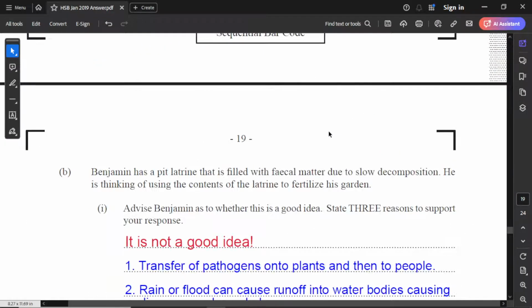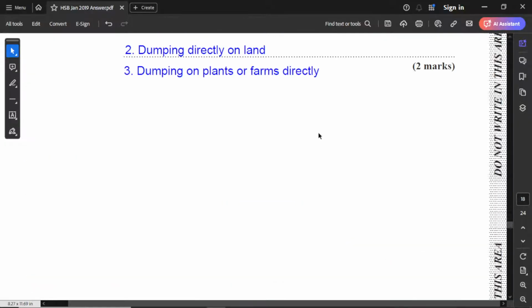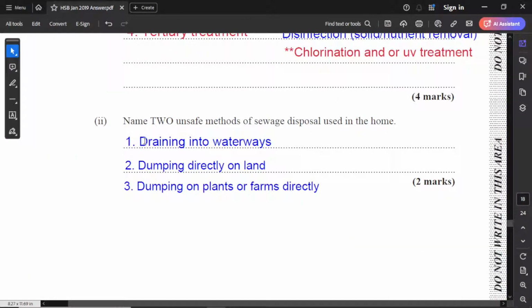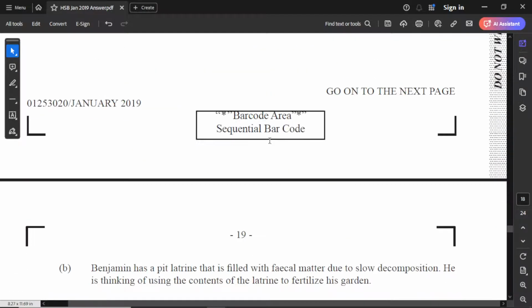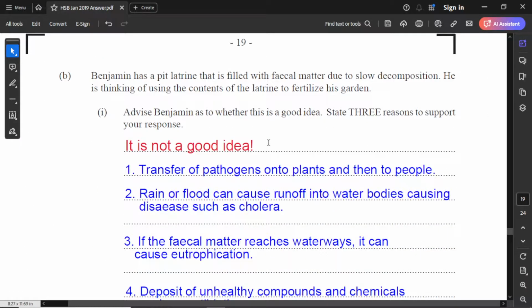All right, and to go back a little bit to this, you should also know the effect of dumping untreated sewage in waterways, which will lead to a process called eutrophication, which is excess growth of algae. Of course, excess growth of algae will lead to bacterial growth and also lack of sunlight and destruction of marine organisms, lack of food, lack of oxygen, and the list goes on.